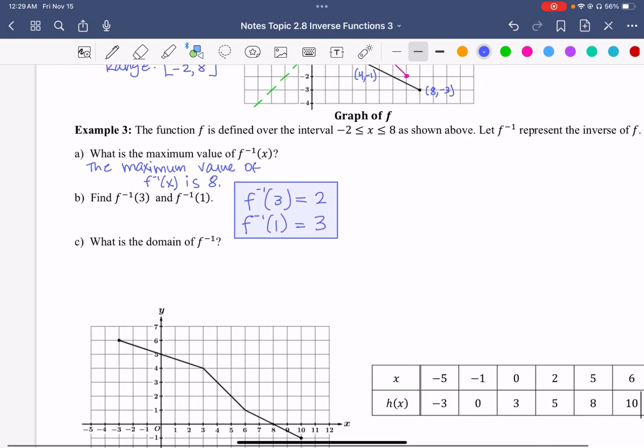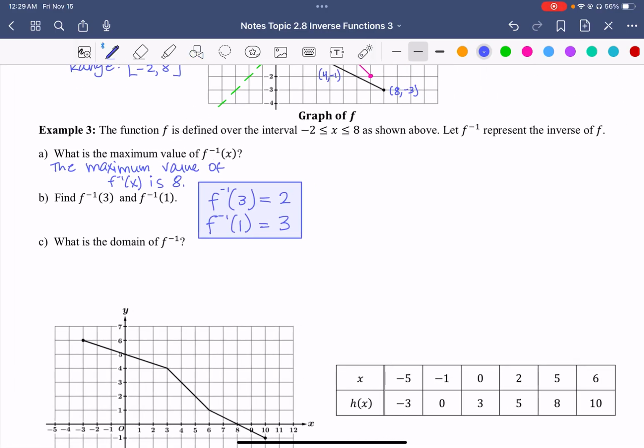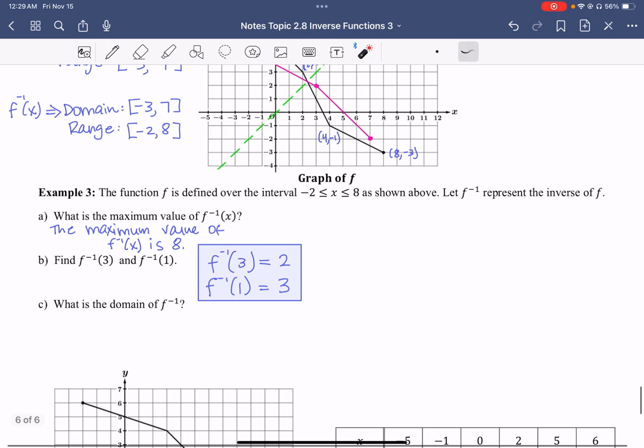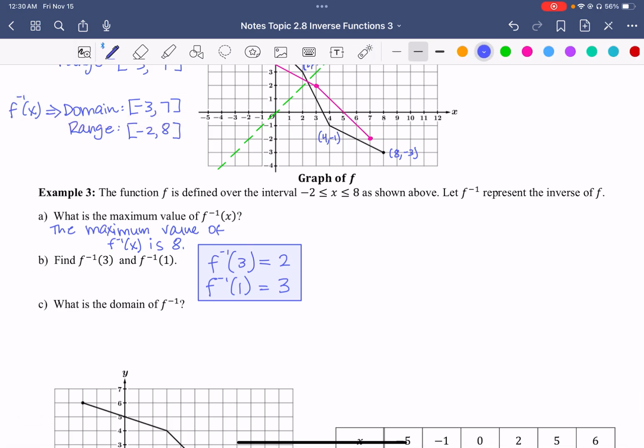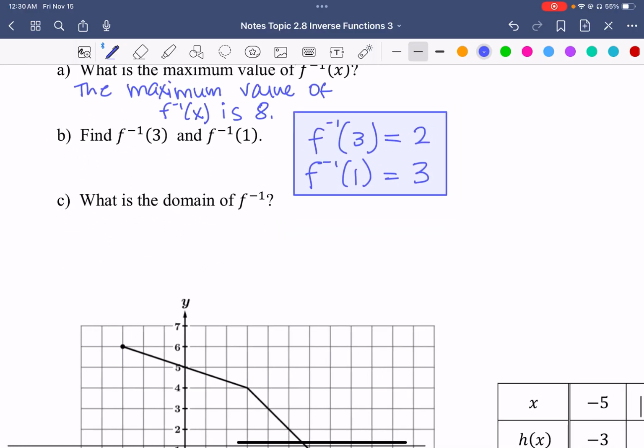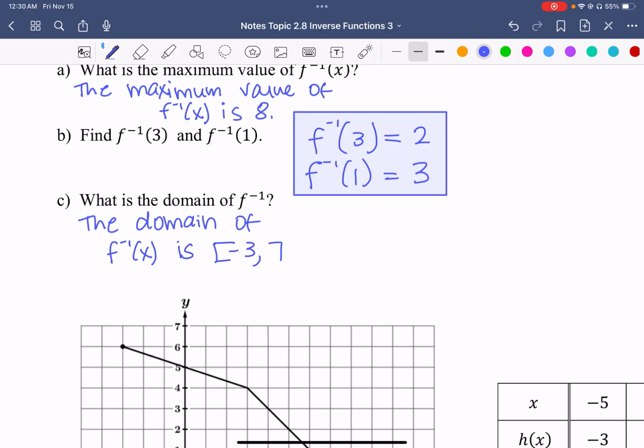Okay, and then finally, what is the domain of the inverse? We already found that. We found that the domain is the old range, which was -3 to 7. So we'll say the domain of the inverse of f of x is -3 to 7.